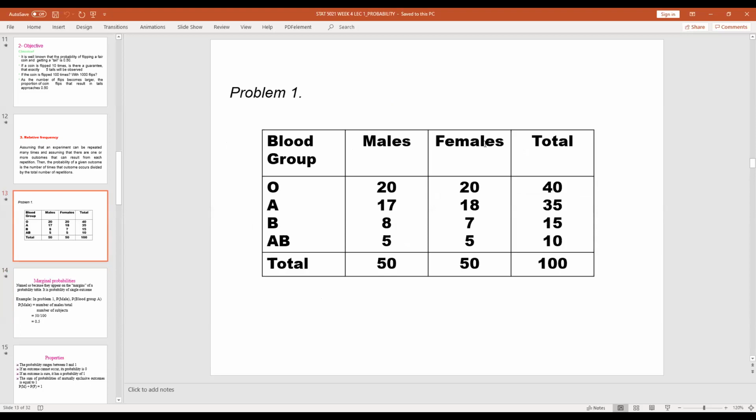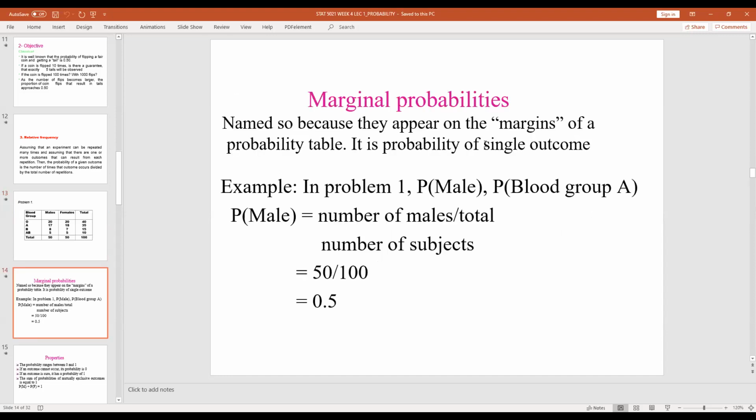Now, if I want to talk about marginal probability, it means I'm interested in a particular variable. Don't forget, in this table, I've got two variables, blood group and gender. By marginal, I actually want to sacrifice the other variable and focus on one variable, and consider one level within the variable. If you take a look at the example right here, what is the probability of male? What is the probability of blood group A?